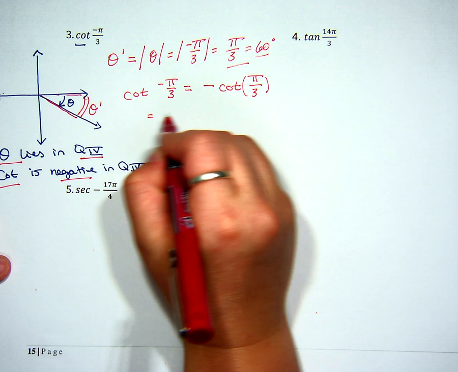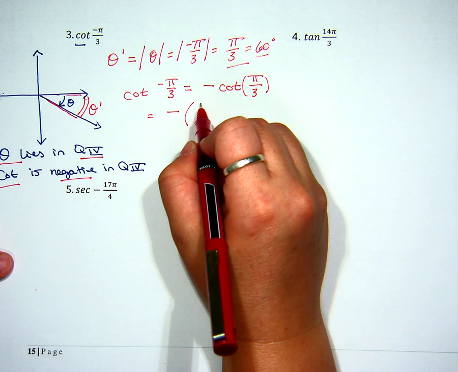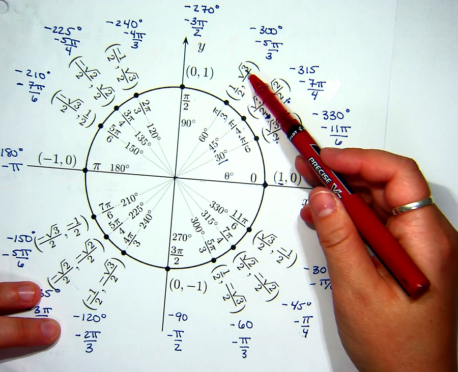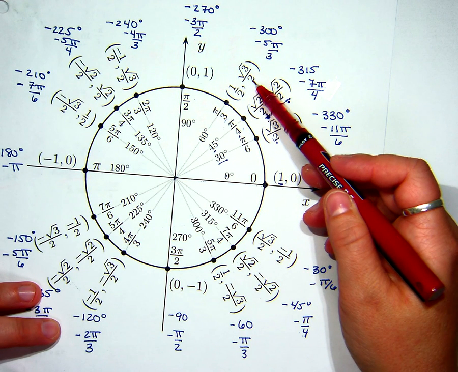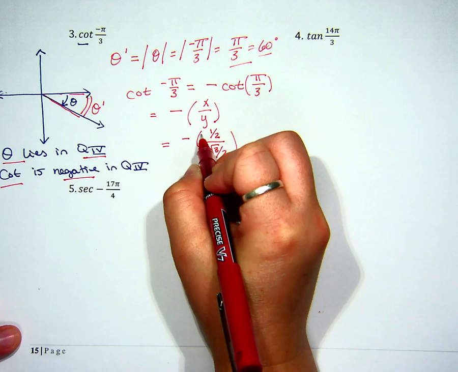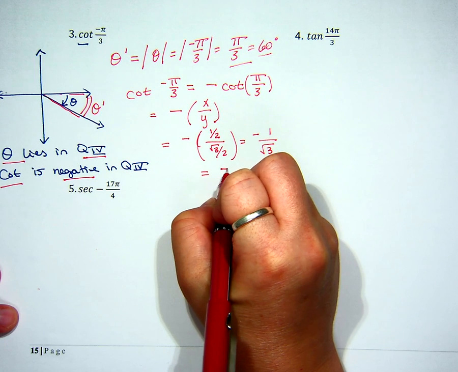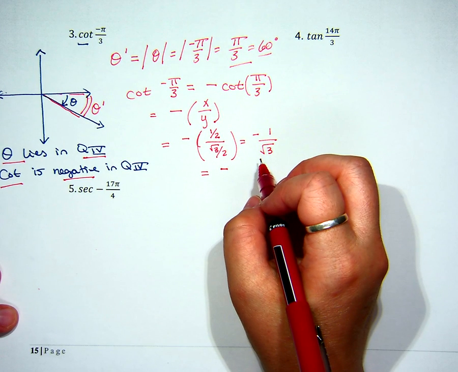Cotangent is the reciprocal of the tangent, so that means it's x over y. So I'm going to go to my pi over 3, my 60 degrees on my unit circle. At 60 degrees, I want x, 1/2, divided by the square root of 3 over 2, y. Negative 1/2 divided by the square root of 3 over 2. That means that I will get negative 1 over the square root of 3. Rationalize. I'll get negative square root of 3 over 3.